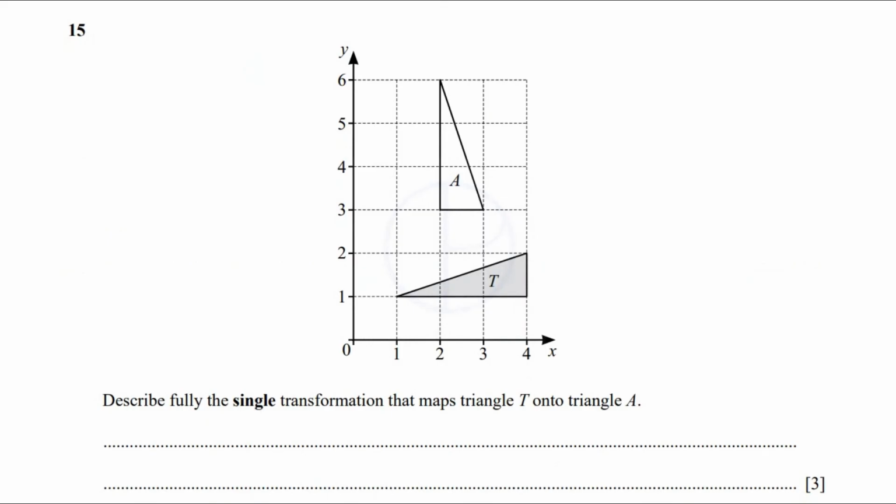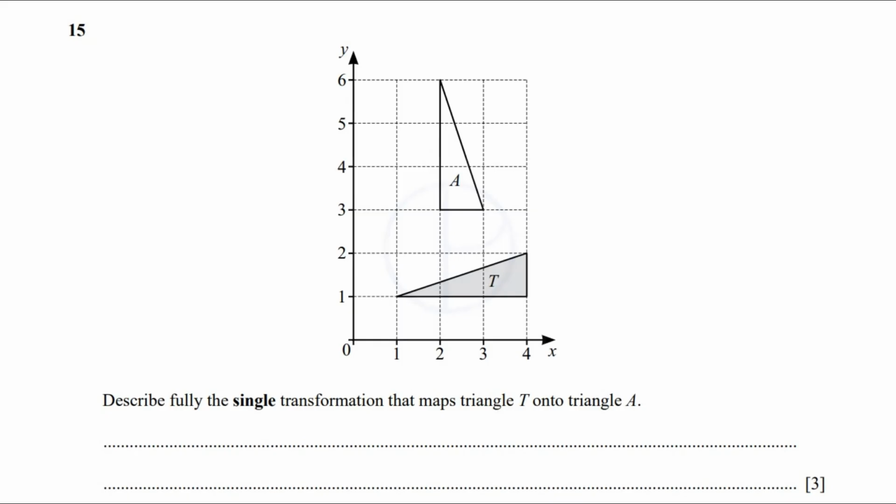The next question is, describe fully the single transformation that maps triangle T onto triangle A. By looking at the shapes, we can say this is some kind of rotation, and it is rotated clockwise by 90 degrees. To find the center of rotation for a 90-degree rotation, the best method is using tracing paper or the perpendicular bisector method. Here I'm going to use the bisector method.